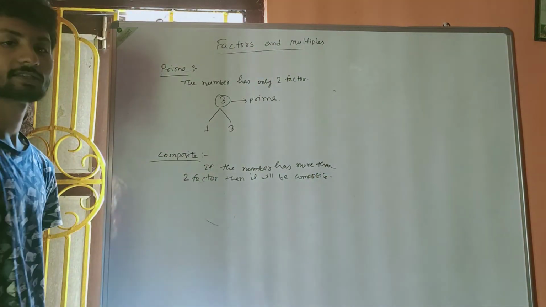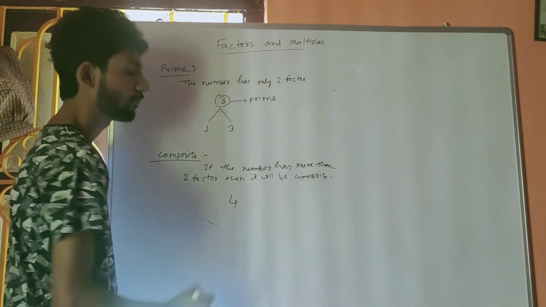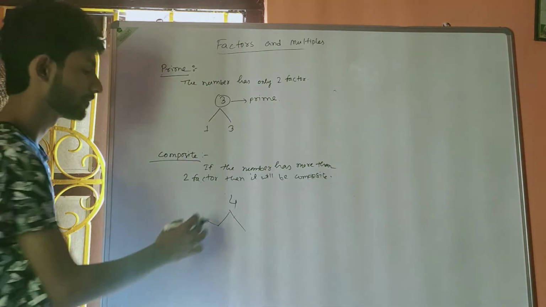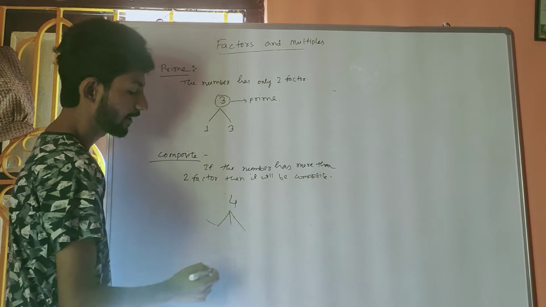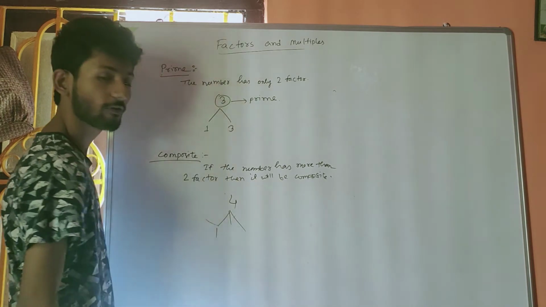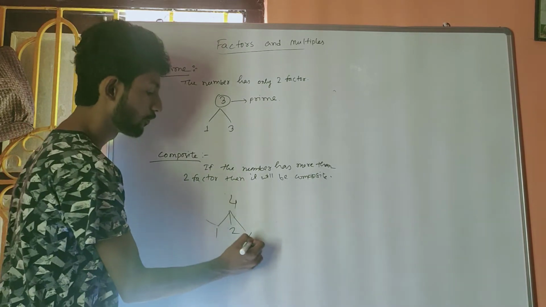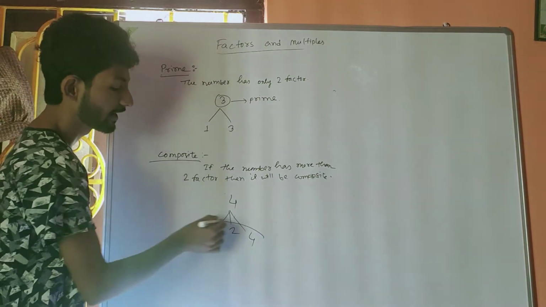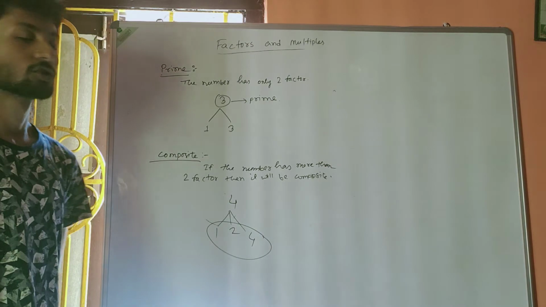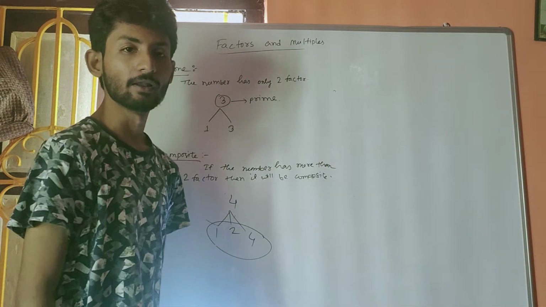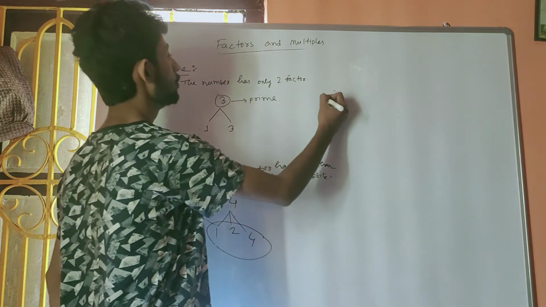Okay, how is it possible? Suppose we take 4. If we divide 4, how many factors will we get? First one is 1, second one is 2, third one is 4. Now we are getting 3 factors. So that means 4 is called a composite number. You can try for 12.